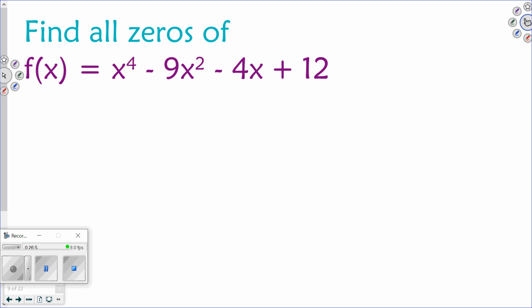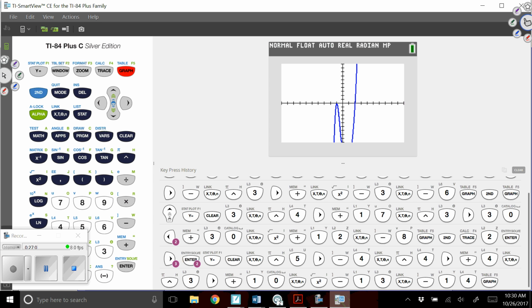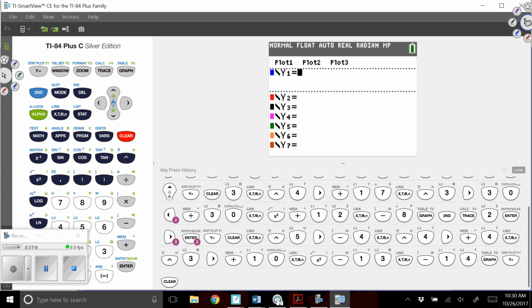All right, here we go. Find all zeros. x to the 4th minus 9x squared minus 4x plus 12. Grab your graphing calculator, and let's type this one in. So y equals, cleared out.